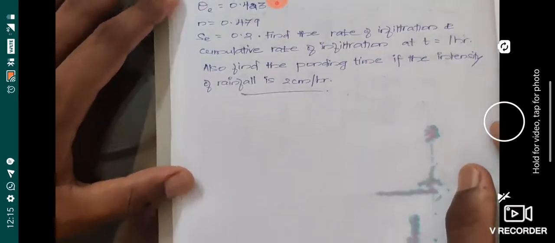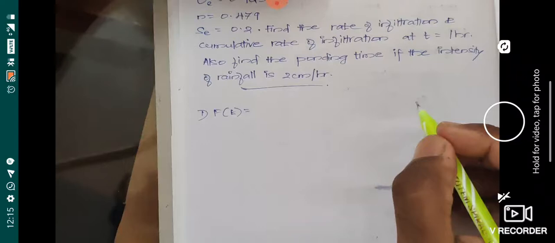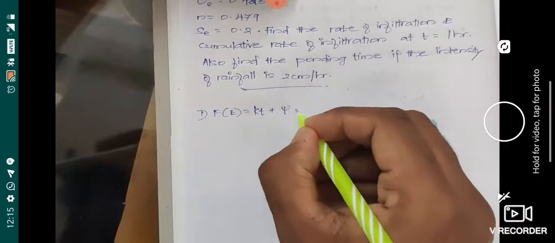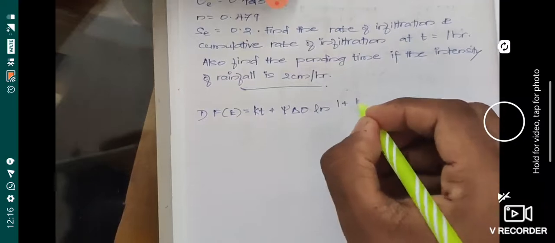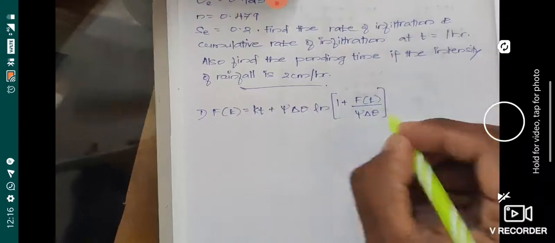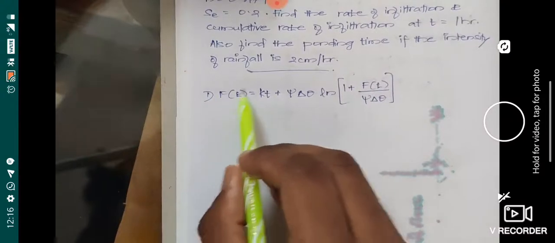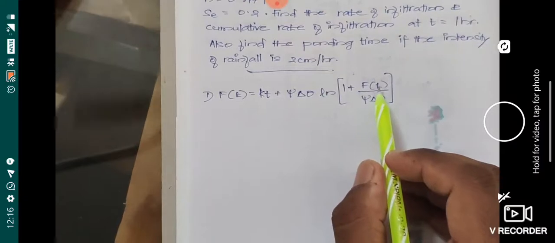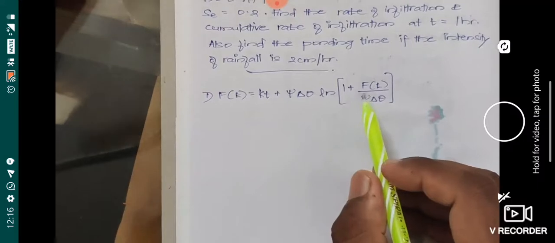So to find this, the first thing you need to find is F of t. According to the Green-Ampt equation, F of t is given by Kt plus psi delta theta ln of 1 plus F of t by psi delta theta. So this is the general equation. If you check both sides, what you have to find is F of t, and the same F of t is on the other side of this equation. So you cannot find the answer directly by using a calculator. You have to apply some numerical methods.